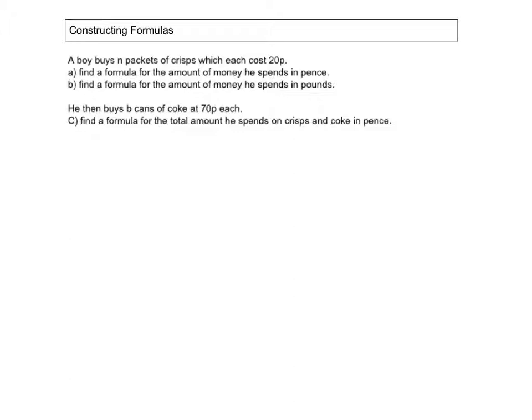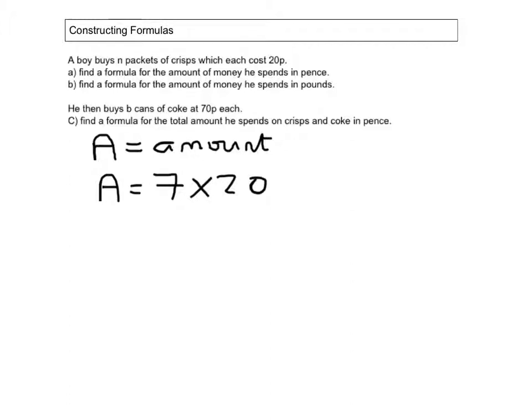So, I'm going to say that A is equal to the amount of money that he's going to spend. So, to find a formula for A, well, if he buys N packets of crisps, imagine that's a number for a moment. Say it was 7 packets of crisps. Then obviously the amount that he would spend would be 7 multiplied by 20. But it's not 7, it's N, and N can stand for any number.